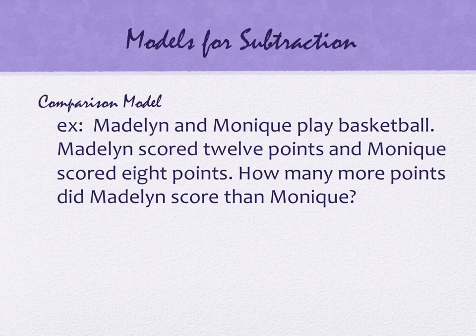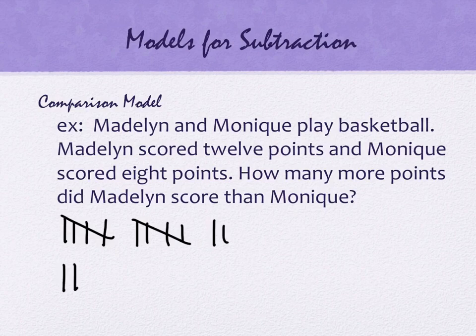It's a comparison model. If you wanted to draw a visual for this particular comparison model, what you might do is you might actually draw tally marks. It would work pretty well for this one. I've got Madeline. How many did she have? 12? And just for the sake of making it easy to count, I'll make my 5s in a crosshatch. So here's Madeline with her 12. And then we have Monique with 8. So she has the same 5 initially, and then 3 more.